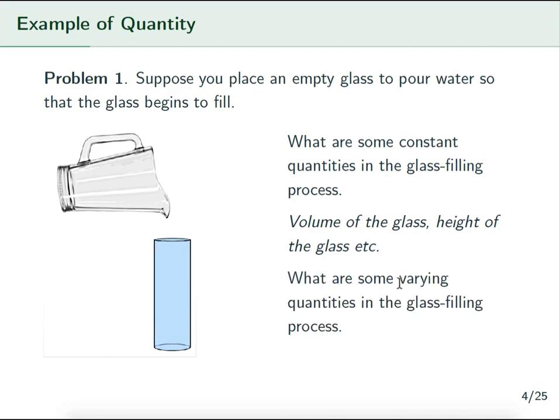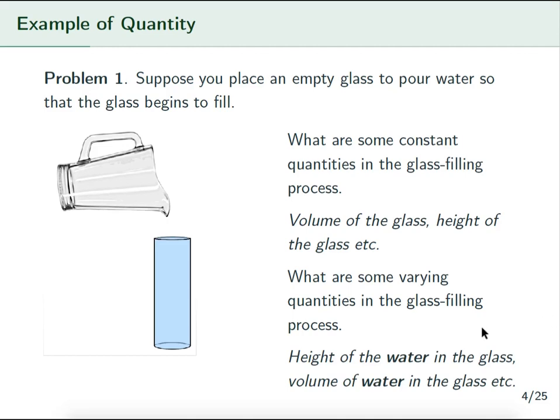What are some varying quantities in this glass filling process? What quantities are changing? Such as height of water in the glass is changing as we pour the water, and volume of the water is also changing in the glass. So it is important for us to identify two different types of quantity so we can think about this relationship when we define a function.